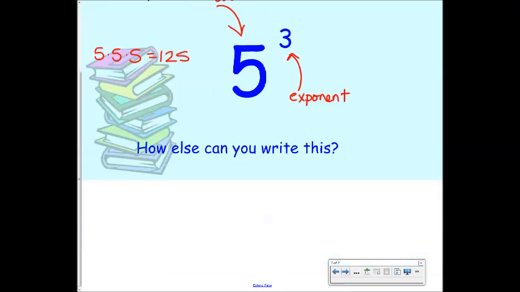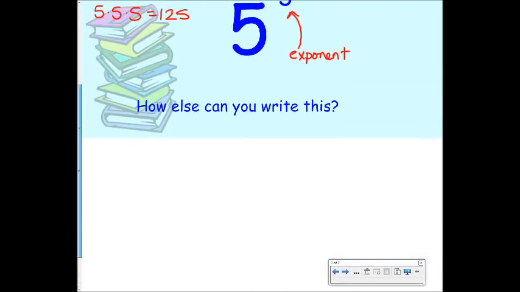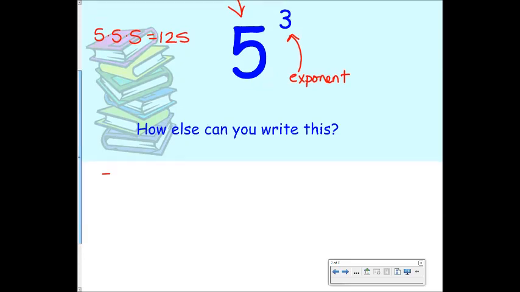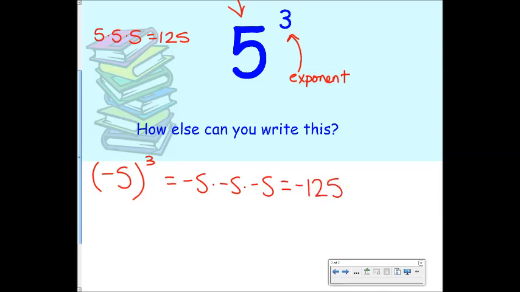All right, so what if it were a -5 to the 3rd power? How else could we write that? -5 times -5 times -5. And it's an odd number, which means my answer is going to be negative. So negative 125. If I did it again, now my answer would be what? Positive. Good. So 625 positive.